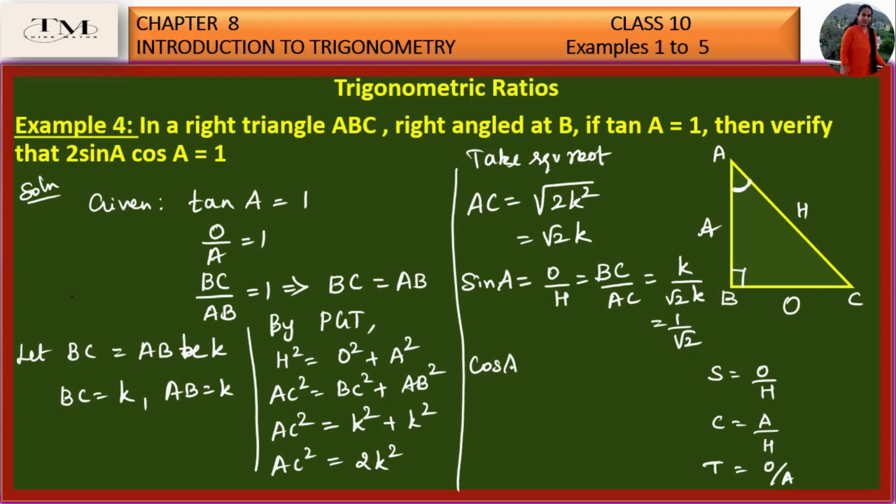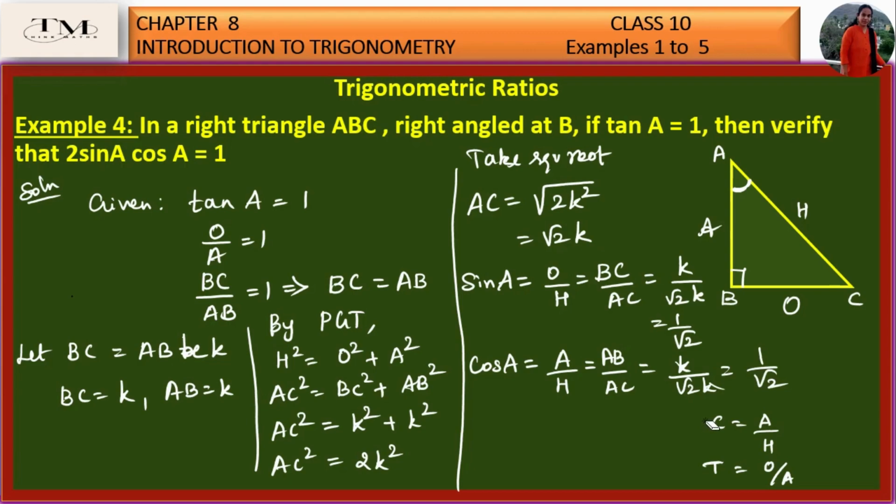Now cos A. So what is cos A? Cos A is adjacent by hypotenuse. So which is the adjacent side? It is AB. Which is the hypotenuse side? It is AC. So let me erase these ratios. So what is AB? AB is equal to K. AC is equal to root 2K. So this K gets cancelled. So the answer is 1 by root 2.